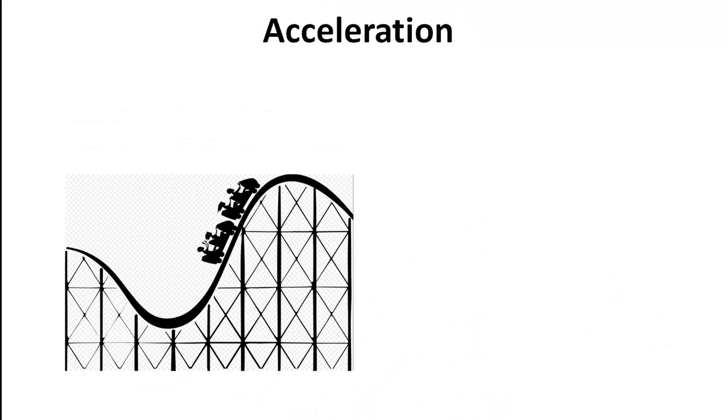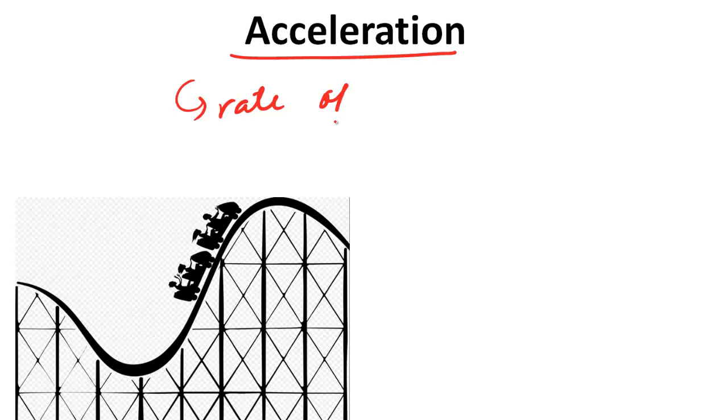Alright, let's answer the final question. The final question was, is its fastness changing or not changing? So we have defined a quantity for it, which we call acceleration. Acceleration is the measure of how fast the velocity of a body is changing. Remember, velocity, not speed. Acceleration is about velocity. So if the velocity of a body is changing, that means there is some acceleration. If the velocity of a body is not changing, that means there is no acceleration. So acceleration is simply defined as rate of change of velocity.